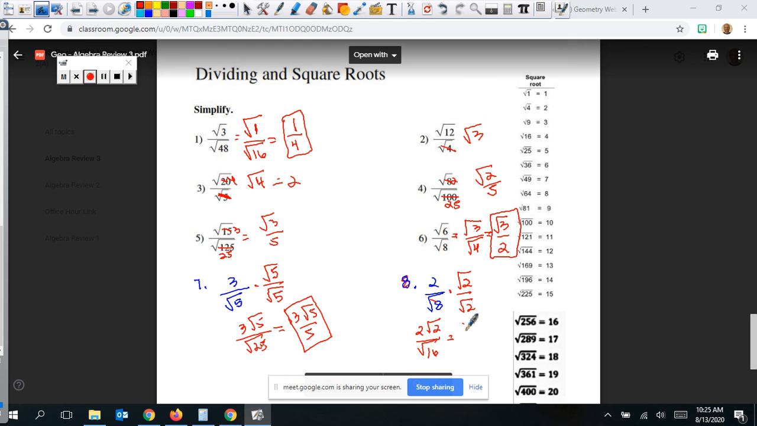And so my top part stays the same, 2 square root of 2, and then 16 here is going to give me 4. Now here's where I can reduce it a little bit more, because the 2 up on top is outside and the 4 can reduce. So I can change that into a 1 and change this one into a 2. So the final answer for this one would end up being square root of 2 over 2. So that's my final answer on this number 8 problem.